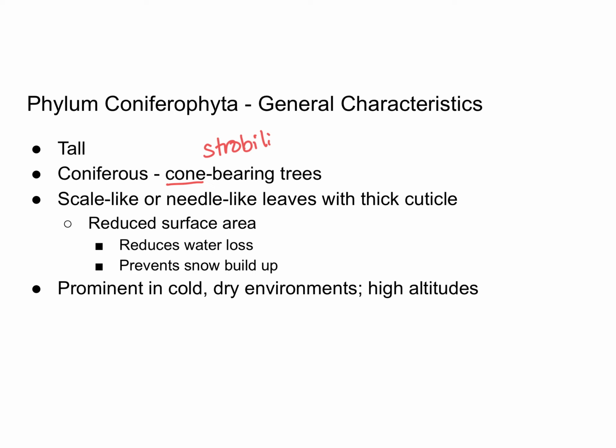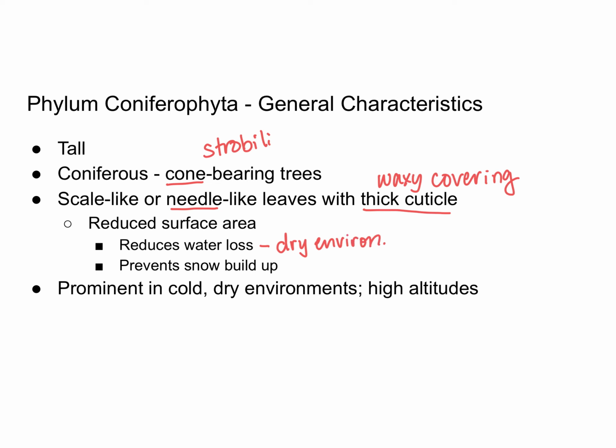And their leaves are modified in a way that actually makes them more adapted to the environment in which they live. And so instead of having broad, flat leaves, they tend to have these needle-like leaves. And these leaves have a thick cuticle. And remember that cuticle is a waxy covering over the leaves. Now, the needle-like shape of these leaves helps to reduce surface area, which reduces water loss. And so these are trees that typically can live in fairly dry environments.